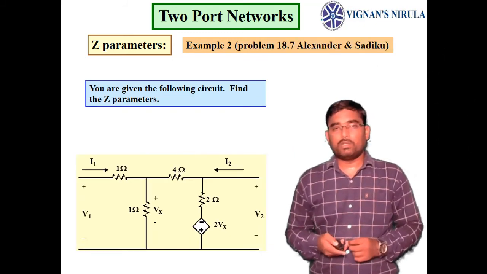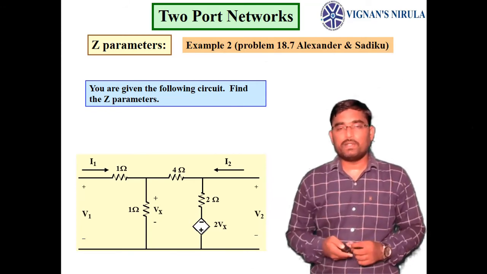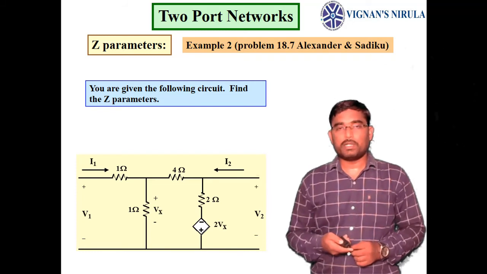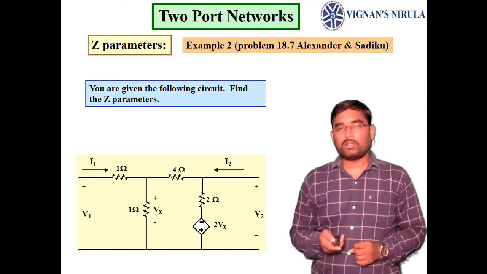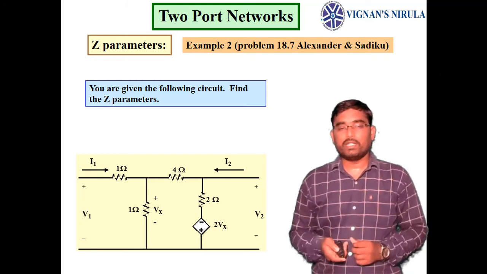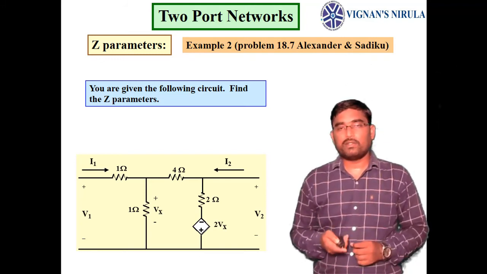If you take up one more circuit which has dependent sources, 1 ohm, 1 ohm, 4 ohm, 2 ohms, port 1 parameters are V1, I1, and port 2 parameters are V2, I2. Here we have a voltage controlled voltage source of value 2 Vx, where Vx is the voltage across that 1 ohm.